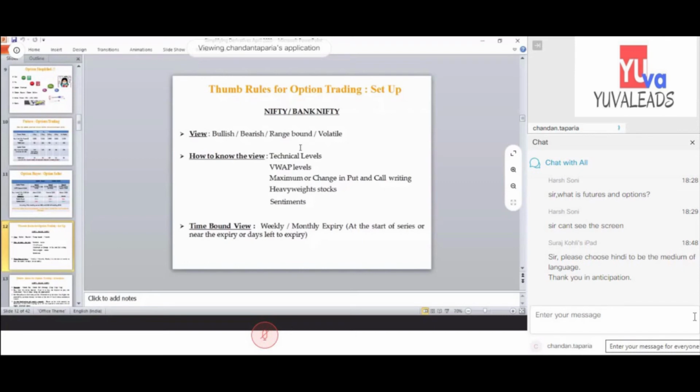And how do you know this view? You can know by technicals, by the option data, by the movement in the heavyweight counters, and by the sentiment. If you look at the market over the last couple of weeks, it was making lower tops and lower bottoms. In the last trading session, it has negated the same.